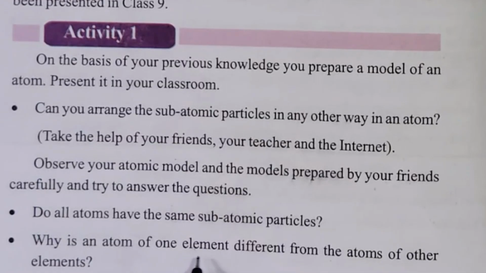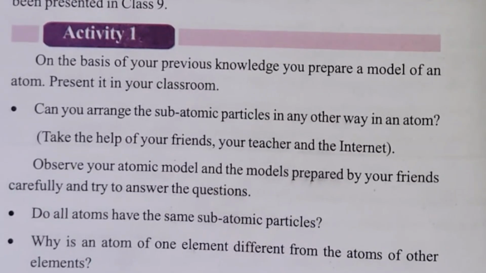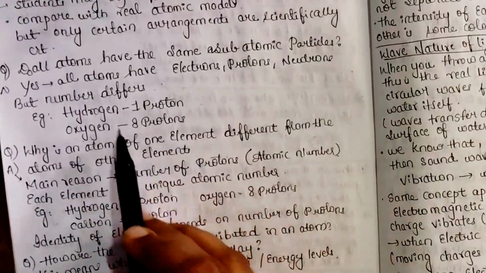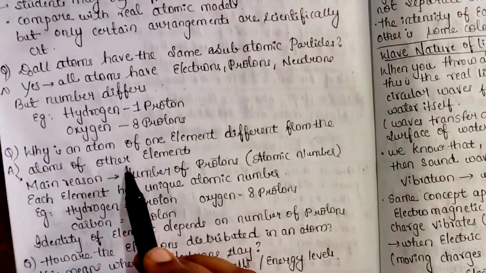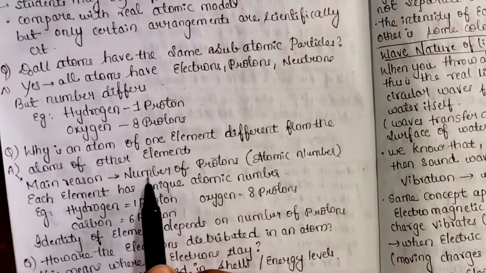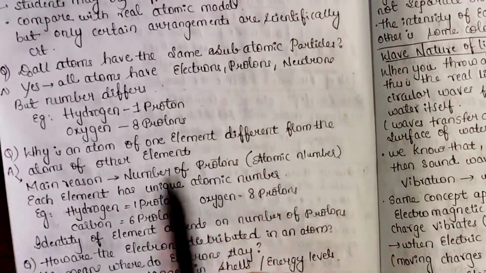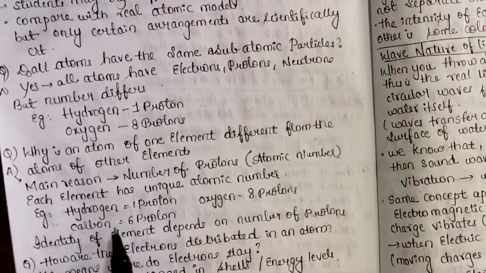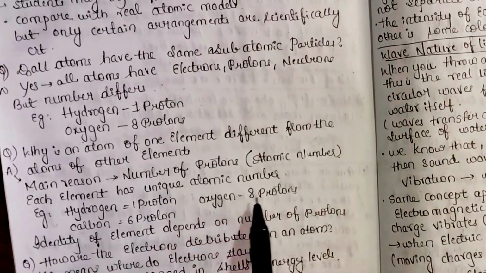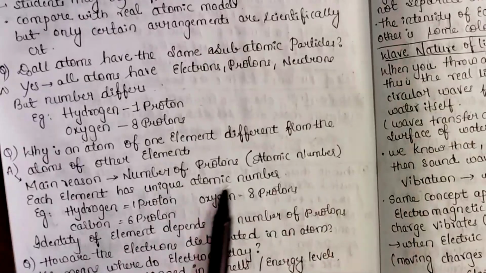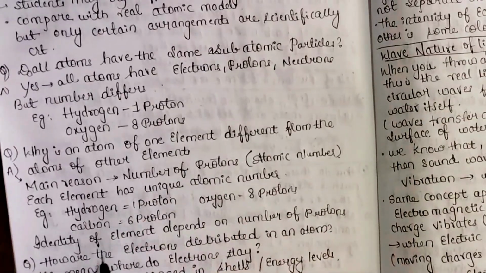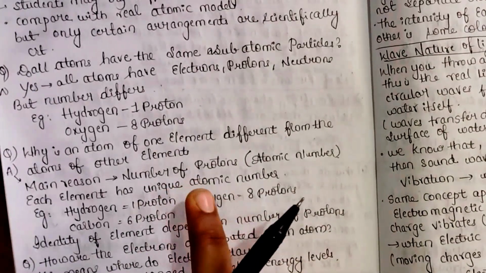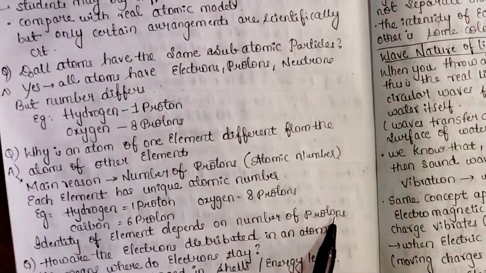Why is an atom of one element different from the atom of other elements? Only because of the protons, right? Atoms of other elements differ mainly in the number of protons, the atomic number. Each element has a unique atomic number. Hydrogen means 1 proton, carbon means 6 protons, oxygen means 8 protons. It only varies in the atomic number, that is the number of protons. The identity of a particular element depends on the number of protons.